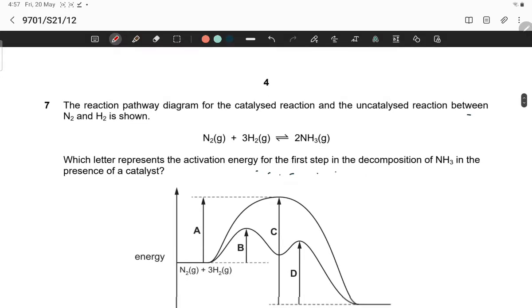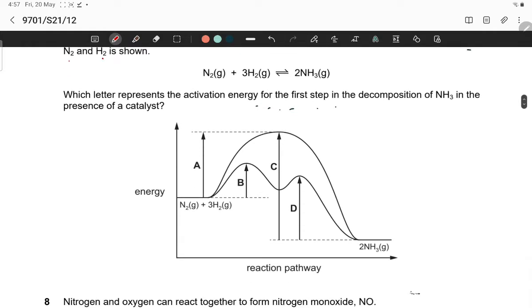Question number 7. The reaction pathway diagram for the catalyzed reaction and the uncatalyzed reaction between nitrogen and hydrogen is shown. Which letter represents the activation energy for the first step in the decomposition of ammonia in the presence of catalyst? The catalyst lowers the activation energies. This is the activation energy, and catalyst lowers the activation energy.